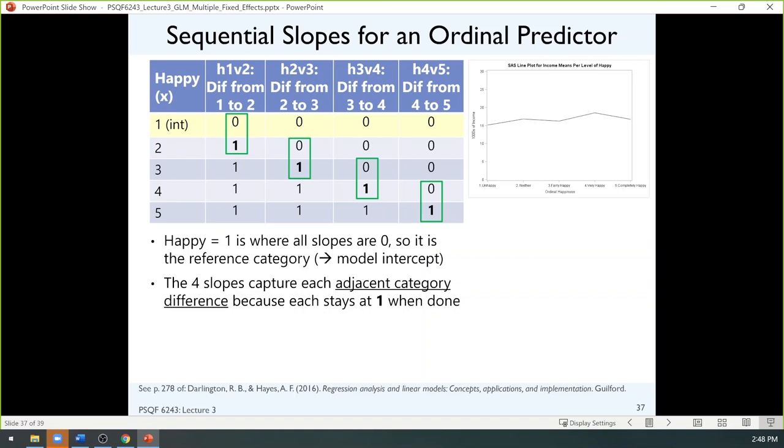The itsy bitsy spider of coding. So it's going to directly capture each of these little line segments. And then I can ask it whether each of those little line segments have an equivalent slope. If they do, then a linear model is a reasonable thing. If they don't, then it's not. Okay. How are we doing on that as an idea?